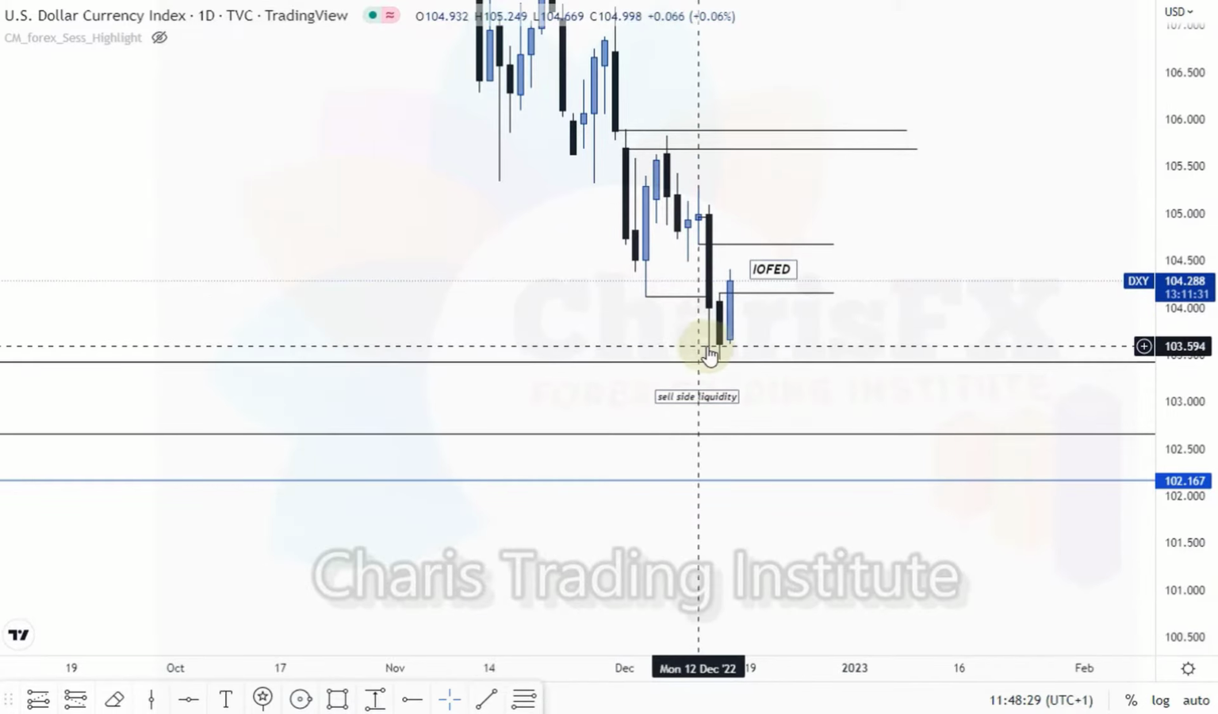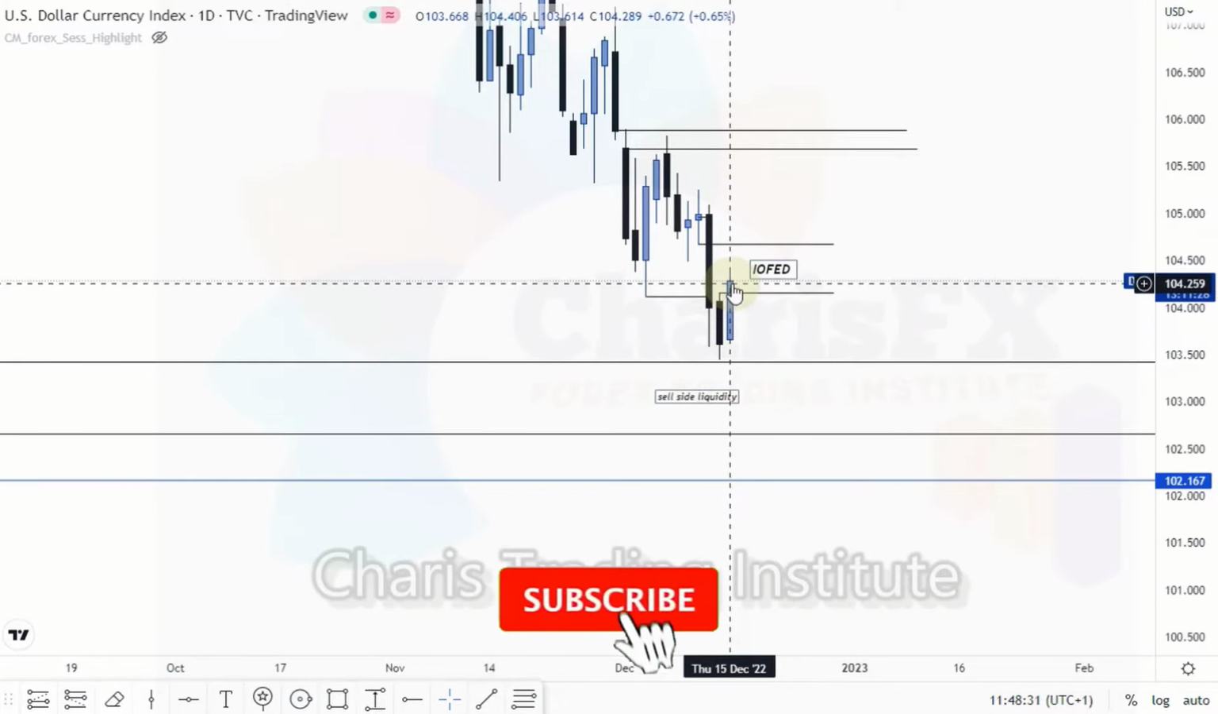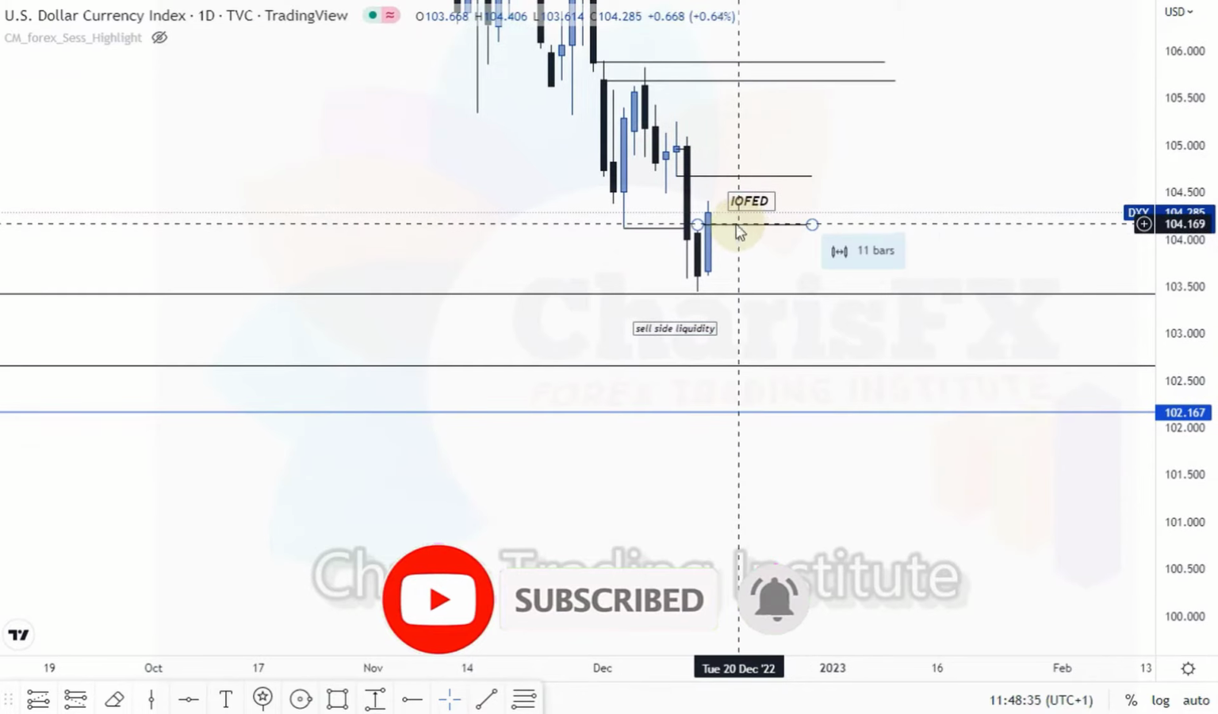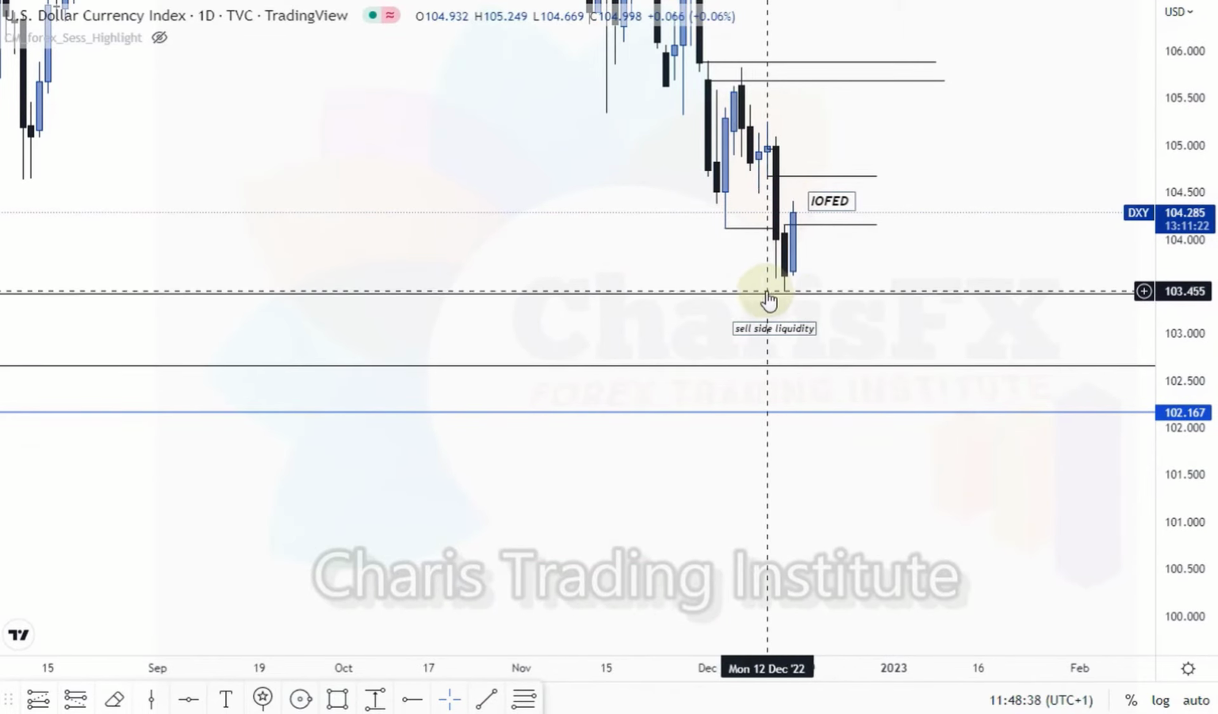Now price is trading into another internal range liquidity, which is the fair value gap, and I'm expecting that price should still expand into external range liquidity, which is this old low, and there is sell side liquidity residing below it.